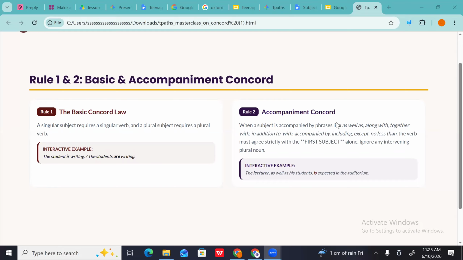So, accompaniment concord. When a subject is accompanied by phrases like as well as, along with, together with, in addition to, accompanied by, including, except, no less than, the verb must agree strictly with the first subject. So you always pay attention to the subject. The subject of every sentence is the doer of the sentence. So it's always important you understand different word frames in English, so that way you have a better command of it.